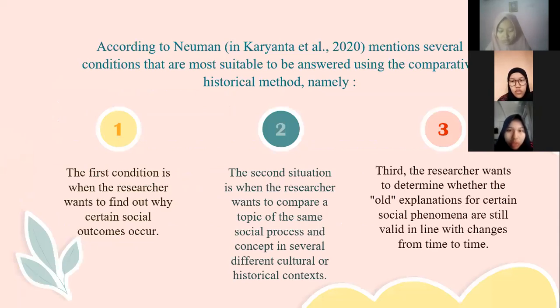According to Neumann in Karianta et al. 2020, several conditions are most suitable to be answered using the comparative historical method. First, when researchers want to find out why certain social events occur. The second situation is when the researcher wants to compare a topic of the same social concept in several different cultures. And the last one is when researchers want to determine whether the old explanation for certain social phenomena is still valid in line with change from time to time.